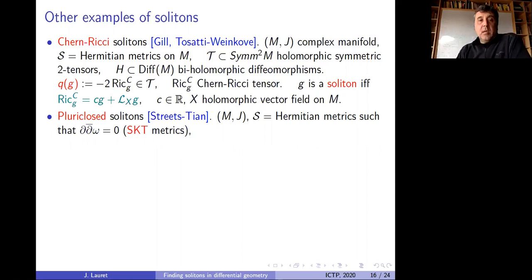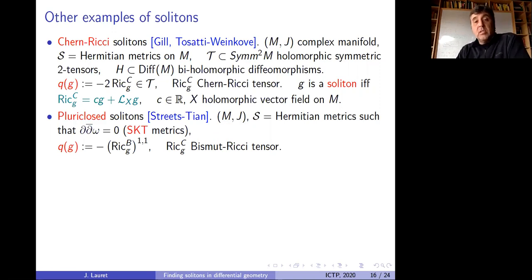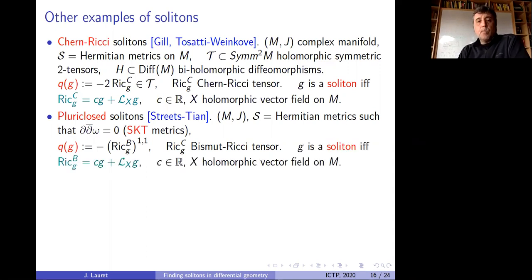We also have pluriclosed solitons. In this case, we take the Hermitian metric such that this condition holds. These are also called SKT metrics, strong Kähler with torsion. And in this case, you may choose as a preferred direction the Bismut connection, the Bismut Ricci tensor. This is another Hermitian connection in almost Hermitian geometry, characterized by having a totally skew-symmetric torsion.